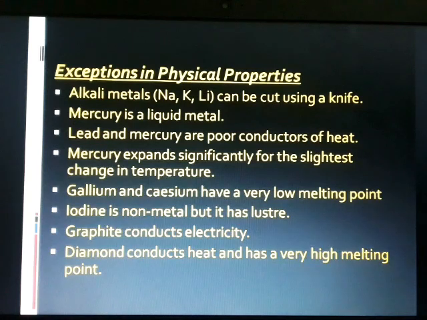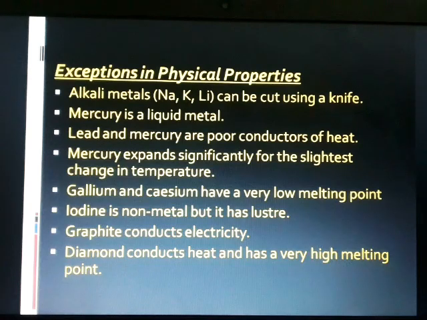First thing is alkali metals. Alkali metals like sodium, potassium and lithium, which we call soft metals. They are very reactive. These metals can be easily cut using a knife, since they are very soft. Next, mercury is a liquid metal. We know all the metals will be in solid state, but mercury is the exception, which is a liquid metal.